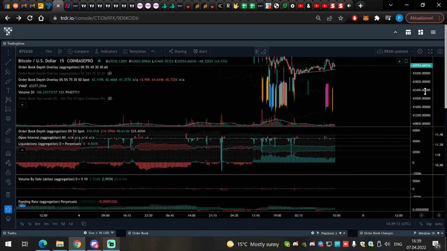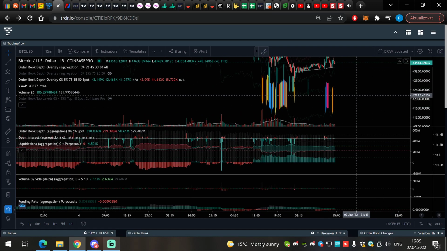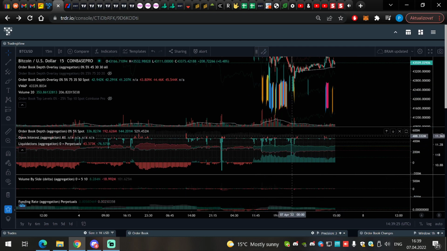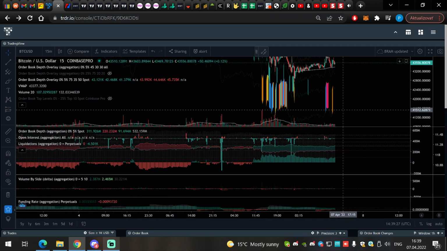This is the main template we use for TRDR. So if you want to be an effective trader, you want to use order books as well. You have Exocharts for order flow, and then you have TRDR for order book ratios and liquidations and other data we are getting here.